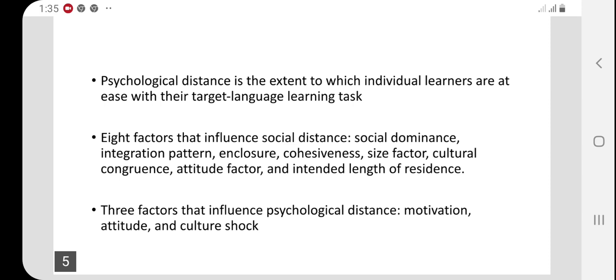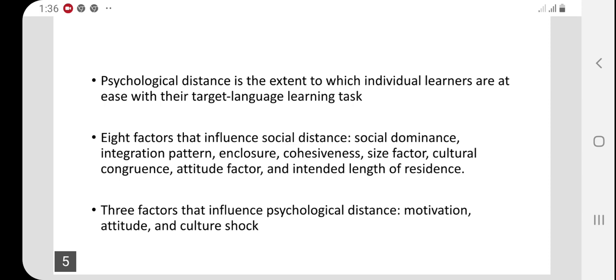And apart from this social distance and psychological distance, in this model, there are eight factors that influence the social distance. As we discussed, a contact is developed between the minority group and the majority group. Minority group means the people who migrated from Pakistan to England, and the majority group means the people who are already living there. So, there are eight important factors. One is social dominance, definitely social dominance by the target language, integration pattern, enclosure, cohesiveness, size factor, culture, and others.